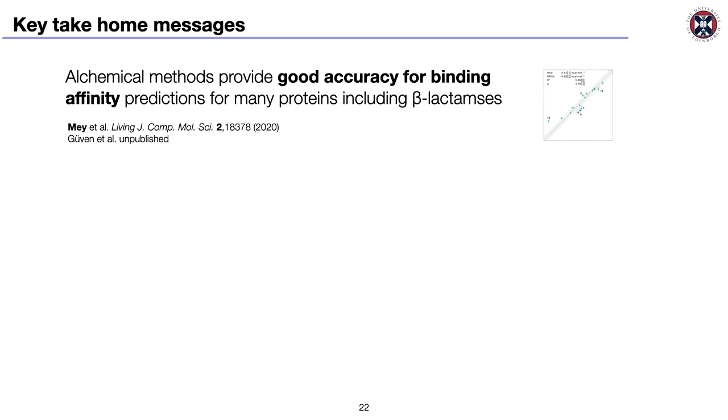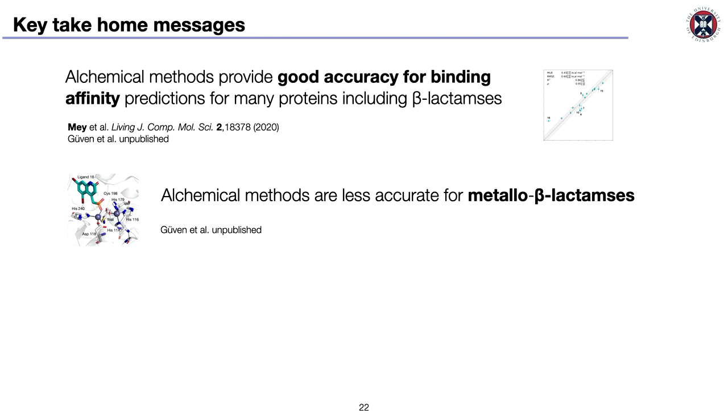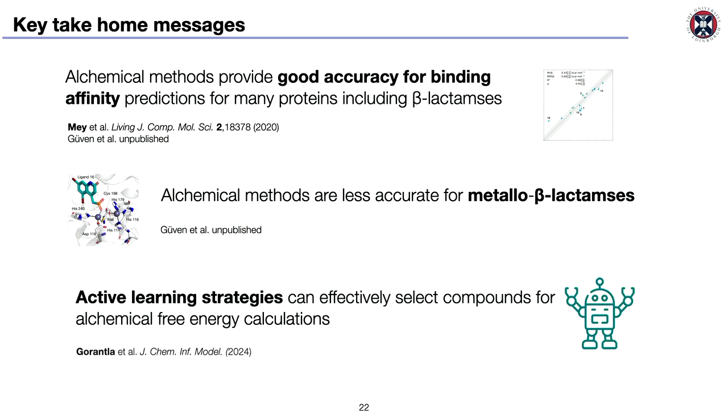And with this, I would like to summarize what I've been telling you in the last 20 minutes. I don't think I need to convince you that alchemical free energy calculations are good, because that's why you're here. But they're particularly good for beta-lactamases. They're not as good for metallo-beta-lactamases, but pretty surprisingly good. And then active learning strategies are really good at helping you select your ligands, selection strategies for computing your alchemical free energy calculations.